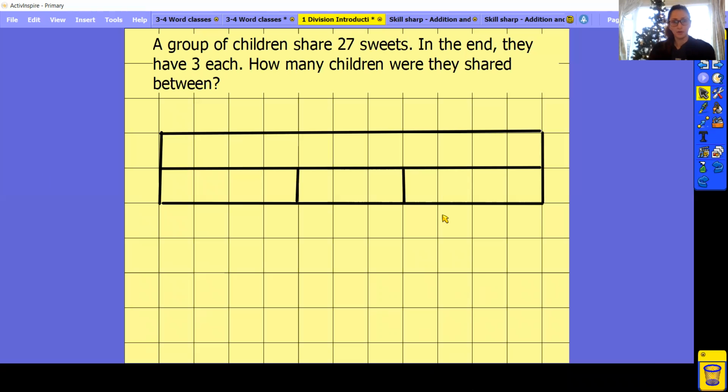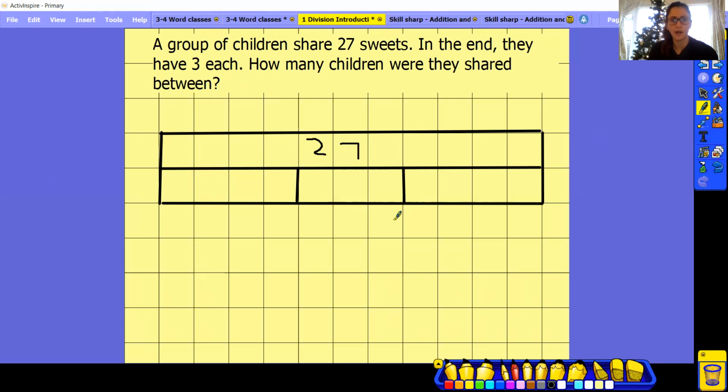So here, okay, we've got our bar model again. So a group of 27 children. Oh, by the way, these are all different, okay, from yesterday. I have made sure that they are. So a group of children share 27 sweets. In the end, they have 3 each. How many children were they shared between? So we've got our group of 27, and we're sharing them by 3. So again, you can do your times tables with this, or you can do your bar model, your tally, or your circles. Have a pause, have a think.